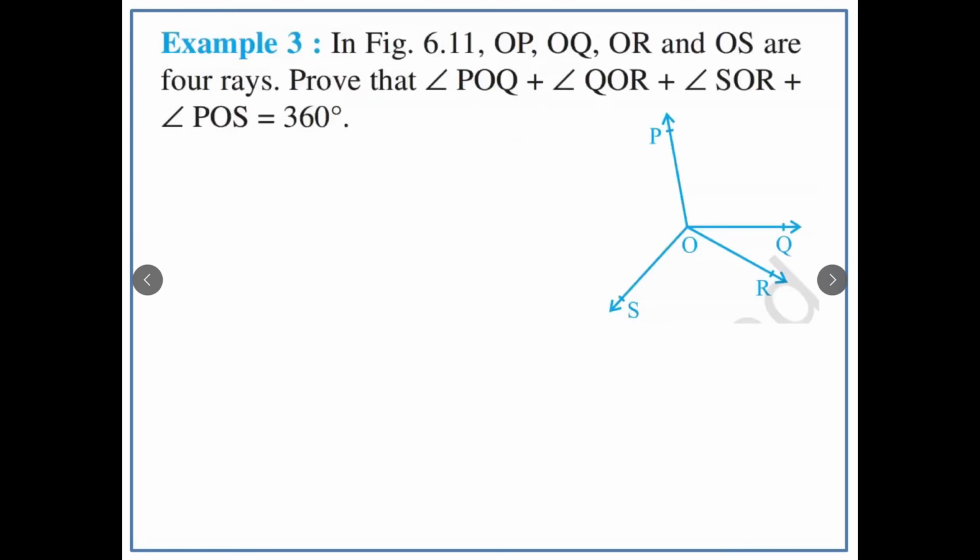Moving to the next example, we have example number 3. It says in figure 6.1, OP, OQ, OR and OS are 4 rays. We have 4 rays, OP, OQ, OR and OS. Prove that the sum of the 4 angles POQ, QOR, SOR, POS is equal to 360 degree. Okay, so let's start.